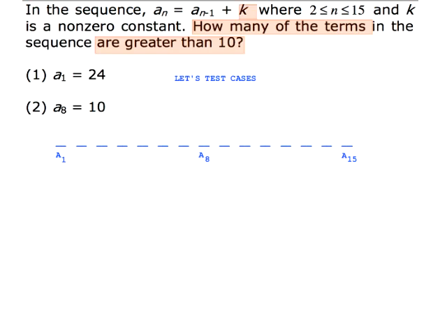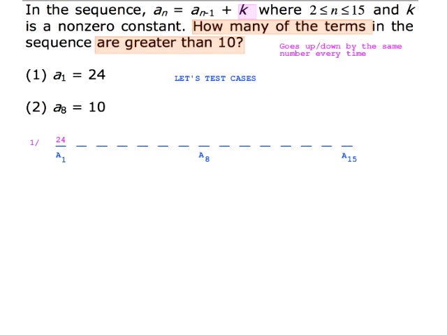How many terms are greater than 10, and this is just a constant. This means you're adding the same number every time. Constant. So it goes up by the same amount, or it goes down by the same amount every time. Could be either, right? In fact, if you combine the statements, you would get a sequence where k was negative. You don't ever have to combine them, but if you did.